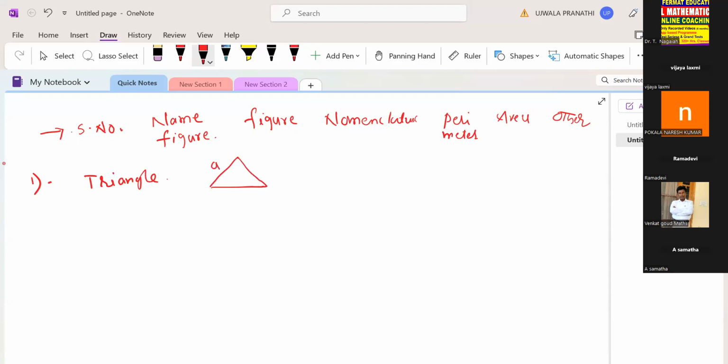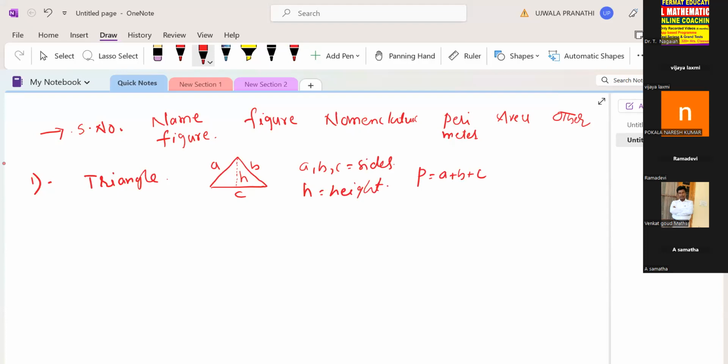So this is the side, this is the side, this is the side, 3 sides. This is the height. Now in nomenclature, A, B, C are the 3 sides of the triangle and H is the height of the triangle. Now perimeter. For any plane figure, perimeter is sum of all sides, that is A plus B plus C. So for any plane figure, sum of all sides is called perimeter.